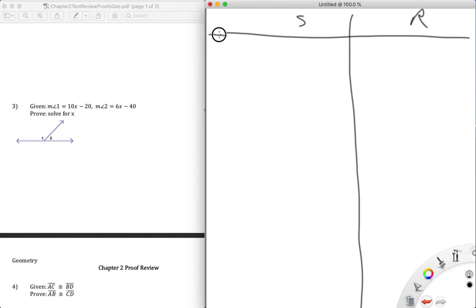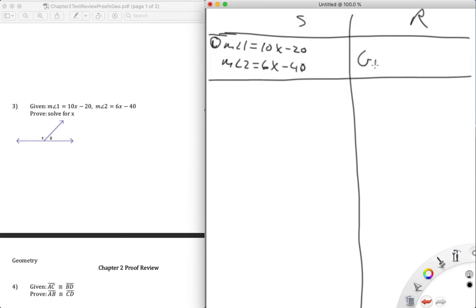It states that the measure of angle 1 is equal to 10x minus 20. The measure of angle 2 equals 6x minus 40. That's given to us. I see that 1 and 2 form a straight line, right?